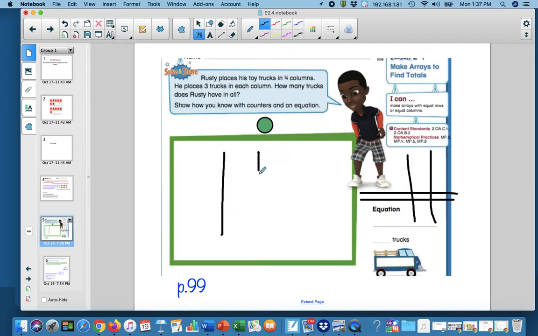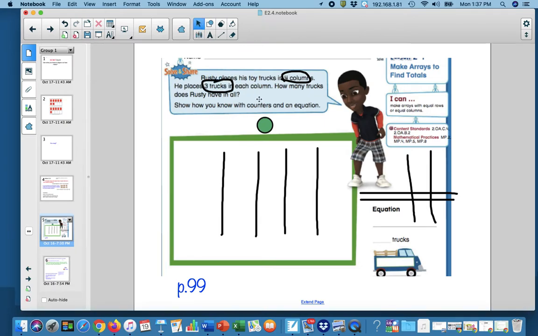1, 2, 3, 4. Now it says that he places 3 trucks in each column. So instead of putting trucks, I'm going to take my counters and it will represent the trucks. So we said that there are 3 in each column. 1, 2, 3. 1, 2, 3. 1, 2, 3. And then the last column, 1, 2, 3.